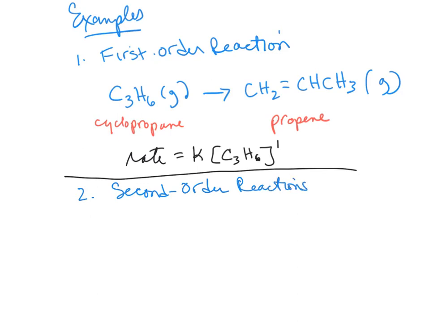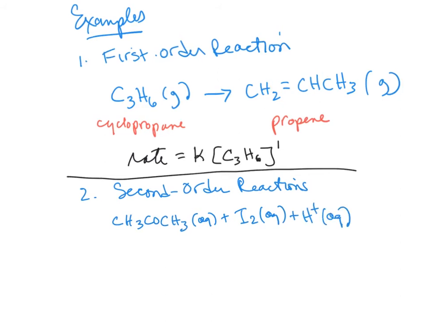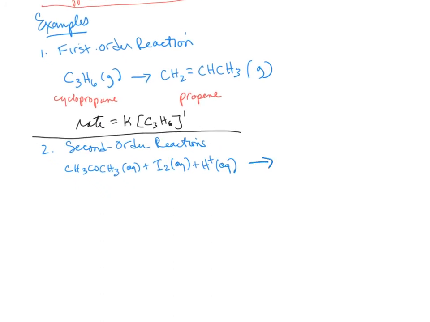The first one is acetone, CH3CO, that's a carbonyl group there, CH3, aqueous, plus I2, aqueous, plus H+, aqueous, and that forms iodoacetone, so CH3CO, CH2I, and then you have HI, and both of these are aqueous.